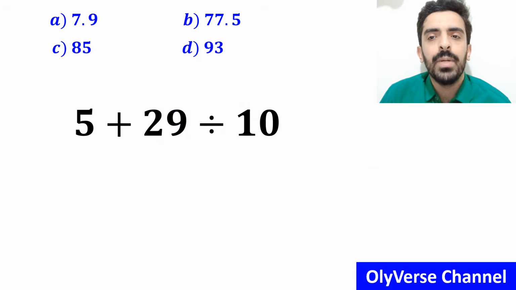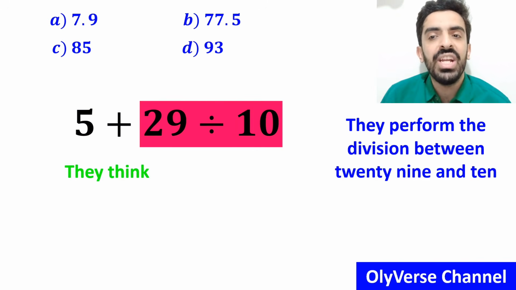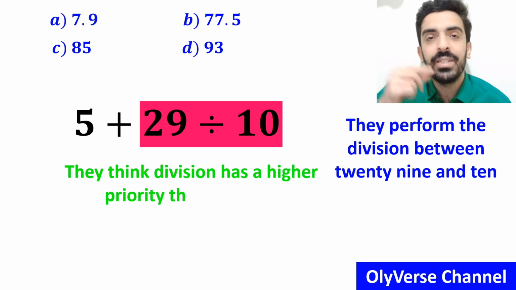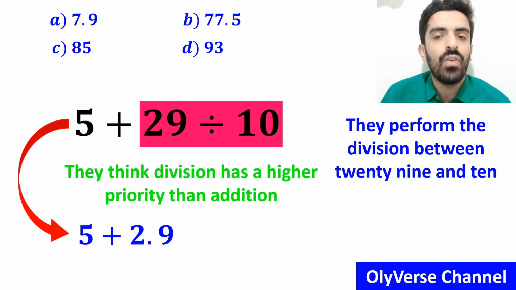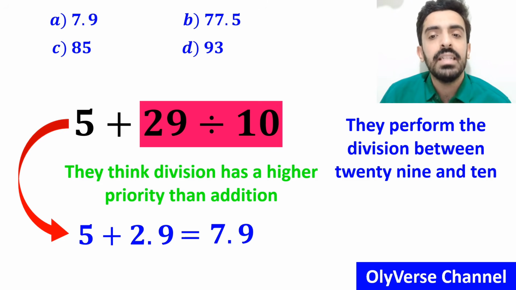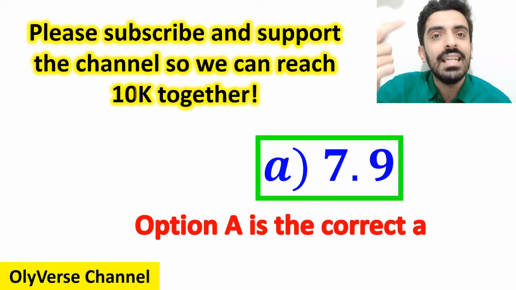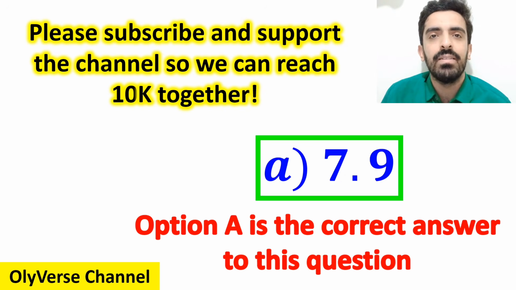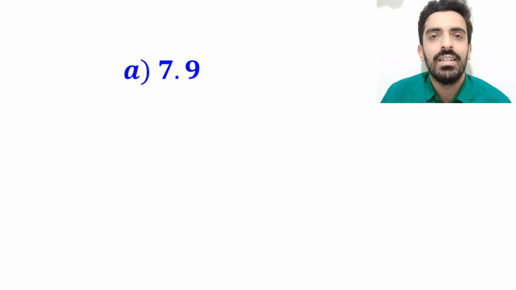In the final step, they perform the division between 29 and 10 because they think division has a higher priority than addition. So, they simplify this expression to 5 plus 2.9, which ultimately gives them the answer 7.9. And immediately, they conclude that option A is the correct answer to this question. However, it's not the correct answer to this question.